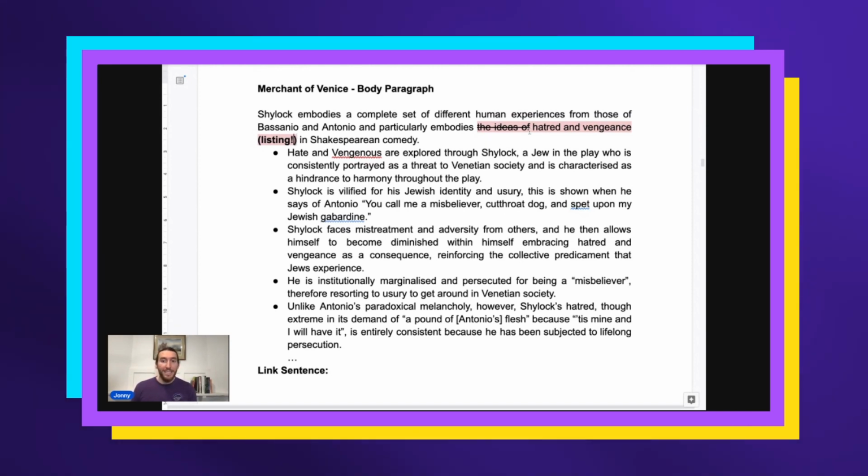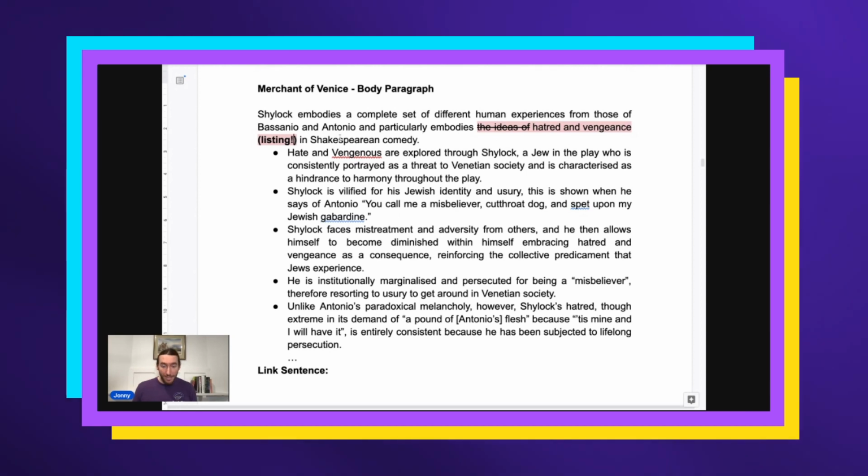And what listing does is it makes you think you've said more than you have. So this student has said hatred and vengeance. They're like, oh, yep, I've talked about a few things or a couple of things here in this topic sentence. It's like, you've actually talked about nothing. You've just told me 2 buzzwords that I don't really know what you want to say about them.